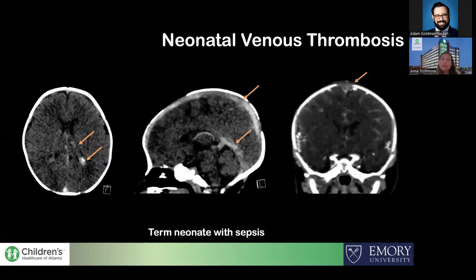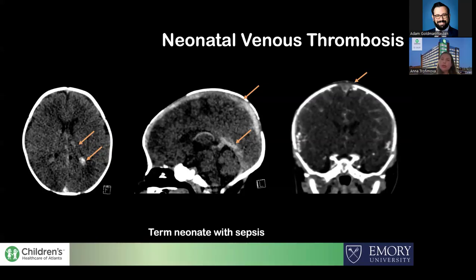And this is just an example of a dural sinus thrombosis in a term neonate who presented with sepsis. As we can see on the first two images, which are non-contrast CT head, there is a small amount of intraventricular hemorrhage and a very tiny amount of hemorrhage in the thalamus, as well as hyperdensity of both the superior sagittal sinus as well as the straight sinus and vein of Galen.